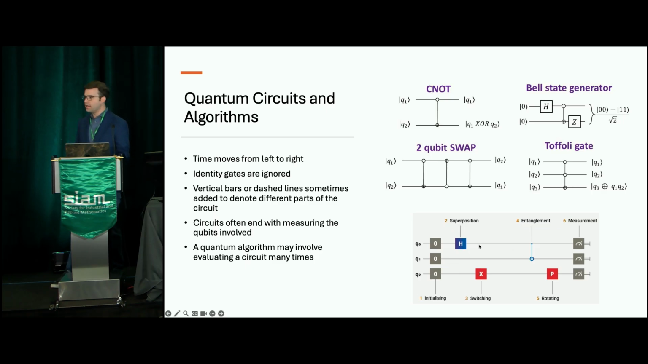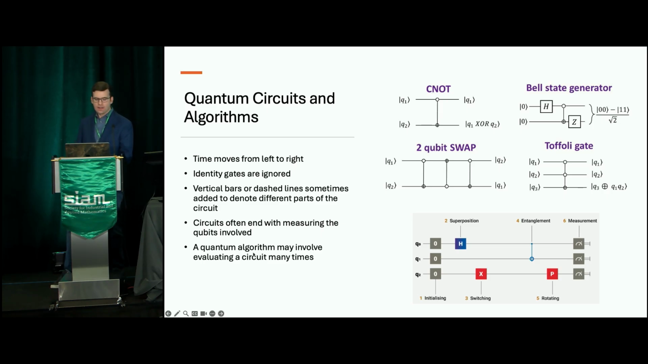You ignore any identity gates, so you only need to draw gates where they're actually having an effect on a particular qubit. And sometimes, we'll see this in the tutorial later today, you'll see some vertical lines or dashed lines that are just logical separators between different parts of what your circuit is doing. One other thing, you'll see a lot of these measurement symbols added on to the circuits towards the end, because a lot of the time you actually want to measure the result of what your circuit is doing, right?